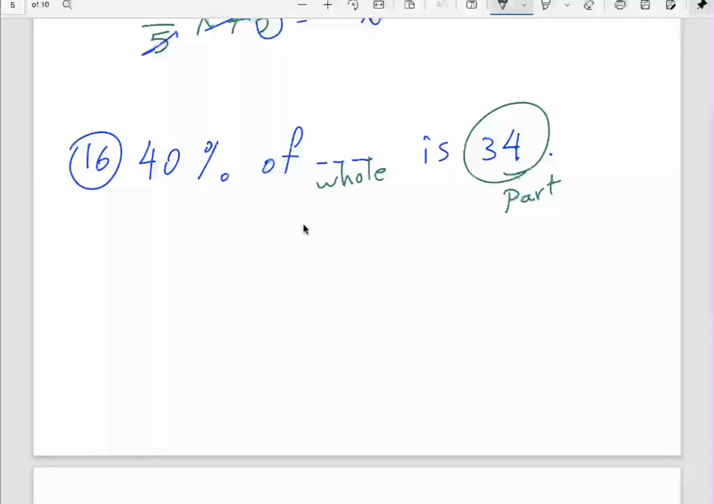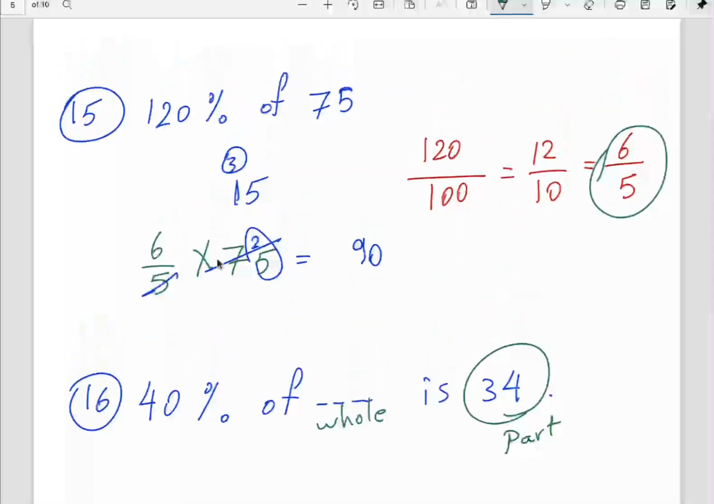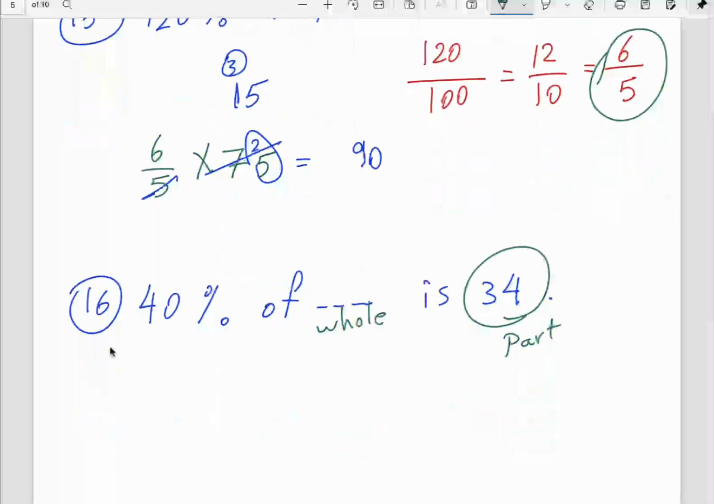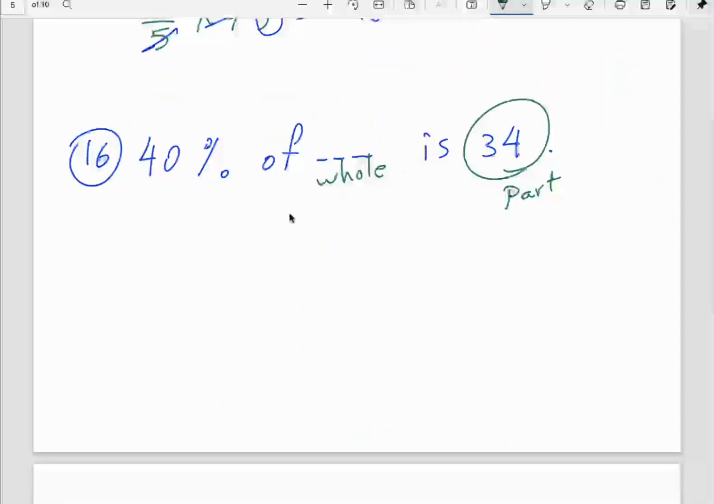Teacher, your sound is lagging. If we have the part, do we multiply it by the percent or divide it by the percent? We multiply it. No, if we have the whole, we multiply the whole by the percent, like this question. But if we have the part, we divide it by the percent. So we need to divide 34 by 40%.